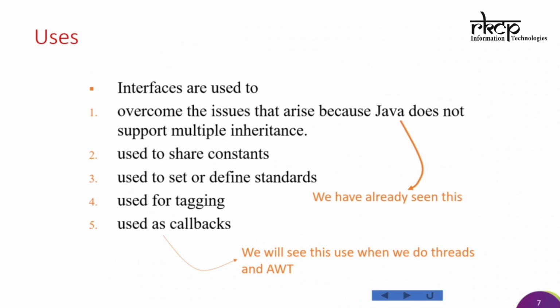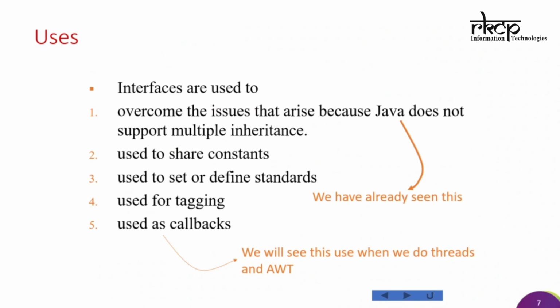Here, I have given the uses of interface. As I told you, these are the important uses of interface in industry. The important use: interface we are using to maintain low coupling. Second important use: you are overcoming the fact that Java does not support multiple inheritance. Inside Java, one class cannot have two parents.